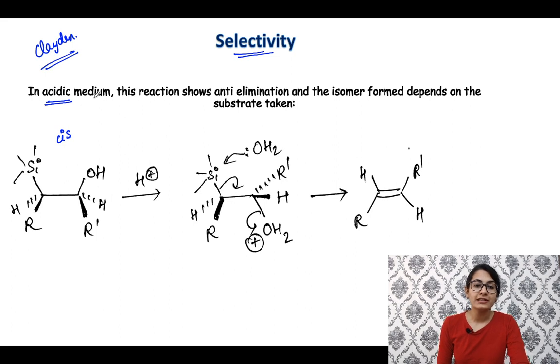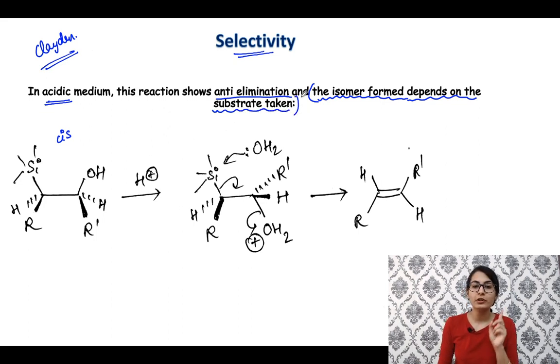So in the acidic medium, what happens is this reaction shows anti-elimination, and the isomer formed depends on the substrate taken. This is a very important line we have to discuss. The isomer which is formed is also going to depend on the substrate taken.